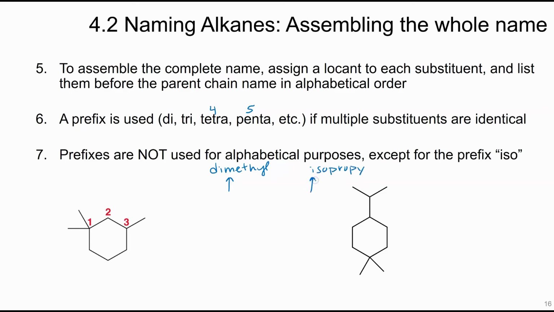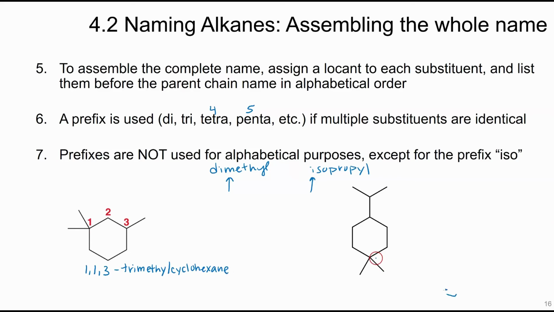You would alphabetize by I, and that's only for the isopropyl. This one here, you have 1, 1, 3, trimethyl, and you have to list where each of those groups is. So the trimethyl tells me I have 3 methyl groups. 1, 1, 3 tells me I have a methyl group at 1, 1, and 3. This is cyclohexane.